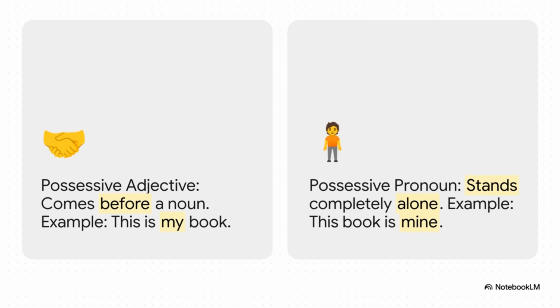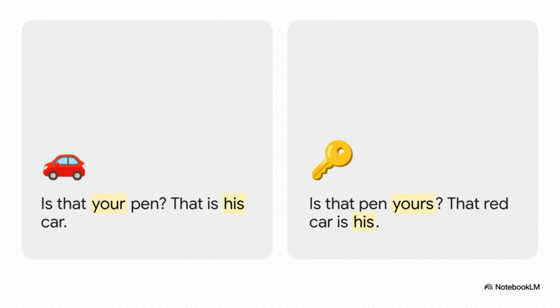But now look at the right side. The pronoun mine is a lone wolf. It stands completely on its own. It doesn't need a noun following it at all. Let's run through a couple more just to really hammer this home. Is that your pen versus is that pen yours? See it? Or how about that is his car versus that red car is his? Are you seeing the pattern here? The adjective is always attached to a noun, but the pronoun, it can just hang out at the end of the sentence all by its lonesome.